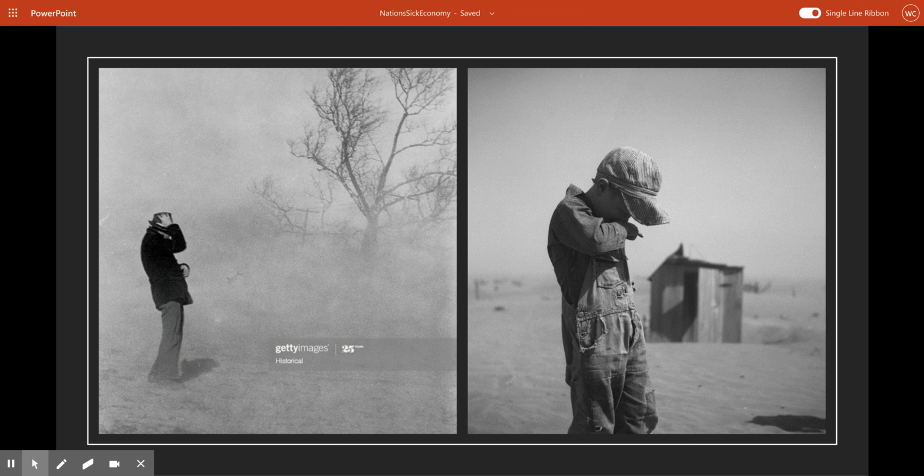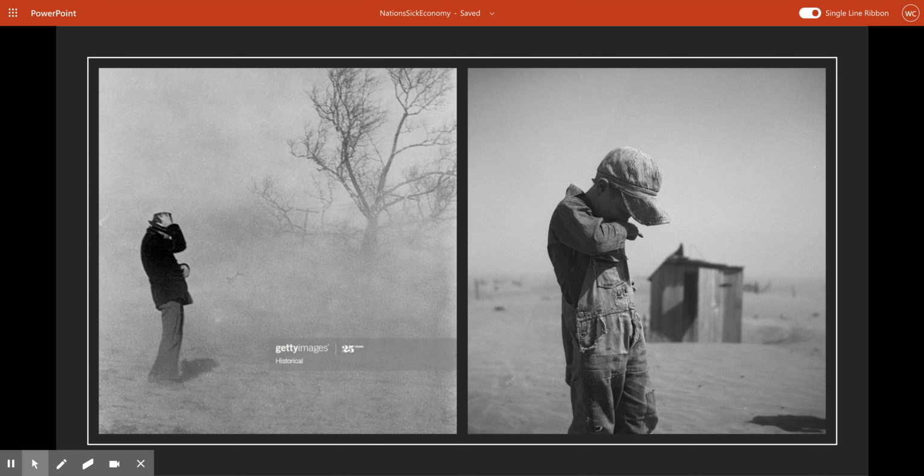As you can see, this child in overalls on the right, having to cover his mouth. The dust was so fine that it would seep into people's homes even through the cracks in their walls. And people would be putting up blankets to try to keep the dust out. Otherwise, it'd be getting in their eyes, getting in their mouths as they breathed, just constantly. And you can see the man on the left as well.